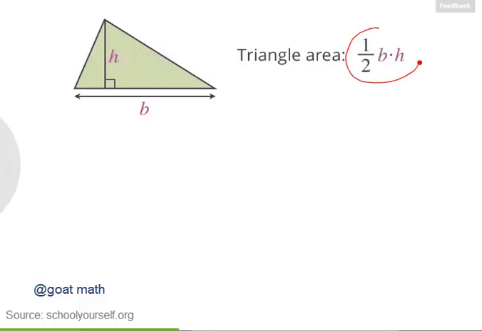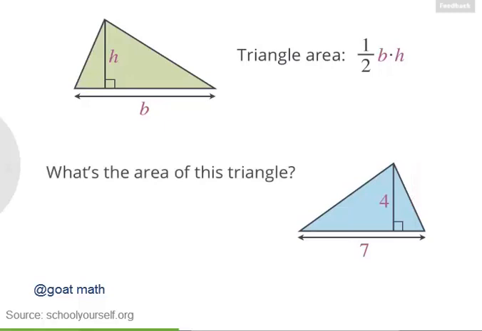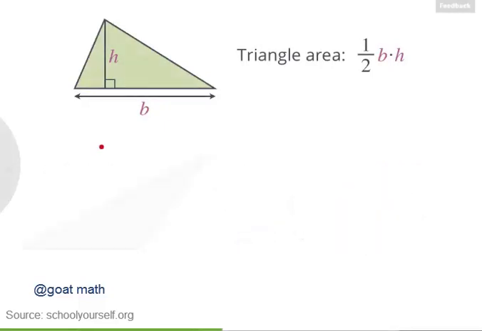Okay, let's take this 1/2 base times height formula for a spin. Say you have a triangle with a base of 7 and say this altitude has a length of 4. What's the area of this triangle? Well done. Next, consider this triangle whose base is 6.